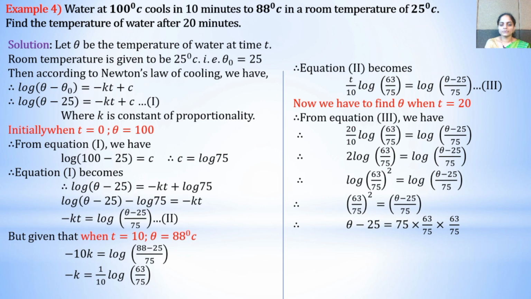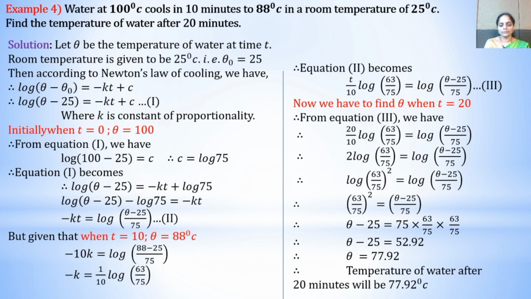Therefore, theta minus 25 is equal to 75 into 63 divided by 75 into 63 divided by 75. Therefore, theta minus 25 is equal to 52.92. Therefore, theta equals 77.92. Therefore, the temperature of the water after 20 minutes will be 77.92 degrees Celsius. Students, I hope you understood the concept of applications of differential equations and its example.